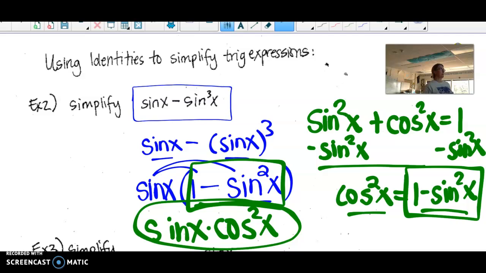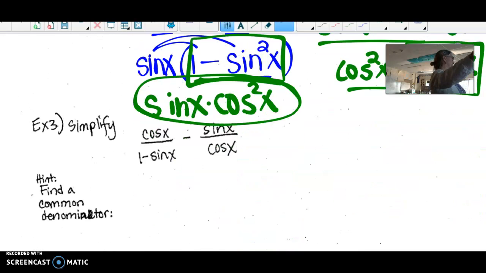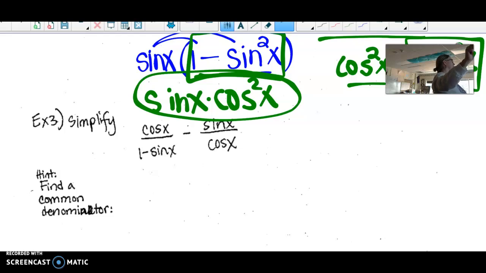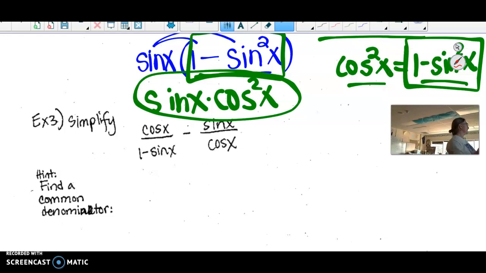And so I might tell you to simplify this expression to a single term or something like that, so you know what you're aiming for here. Okay, so let's look at one other example. Let's do the second one here. We're going to simplify cosine of x over 1 minus sine of x, minus sine of x over cosine of x. So, I'll pull that down.